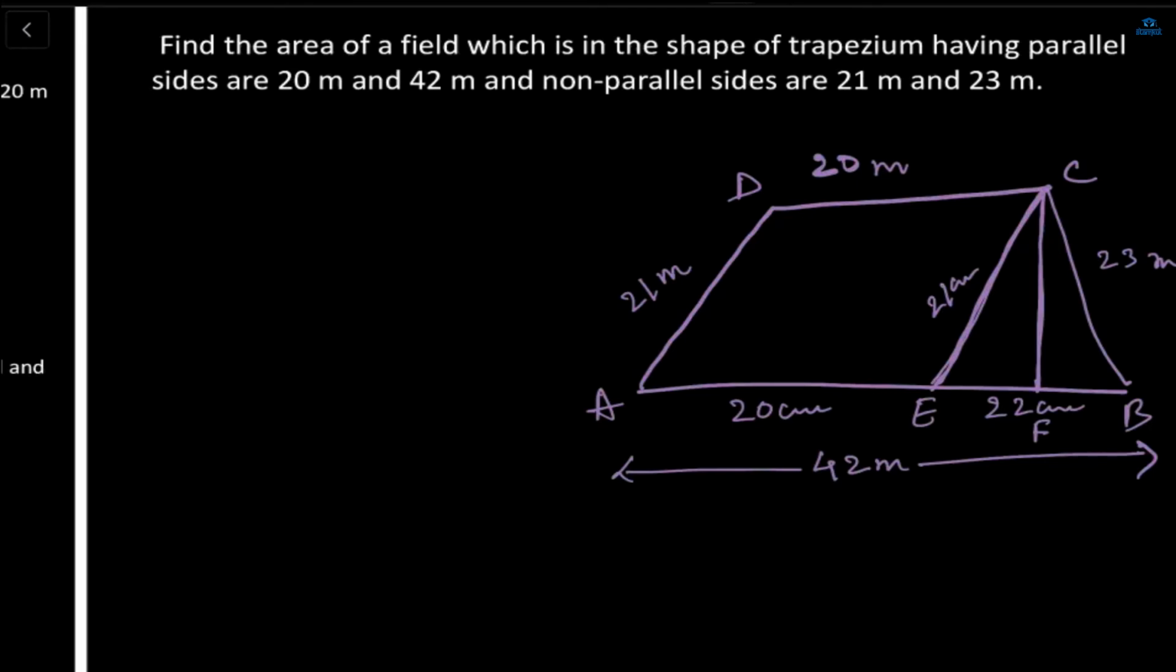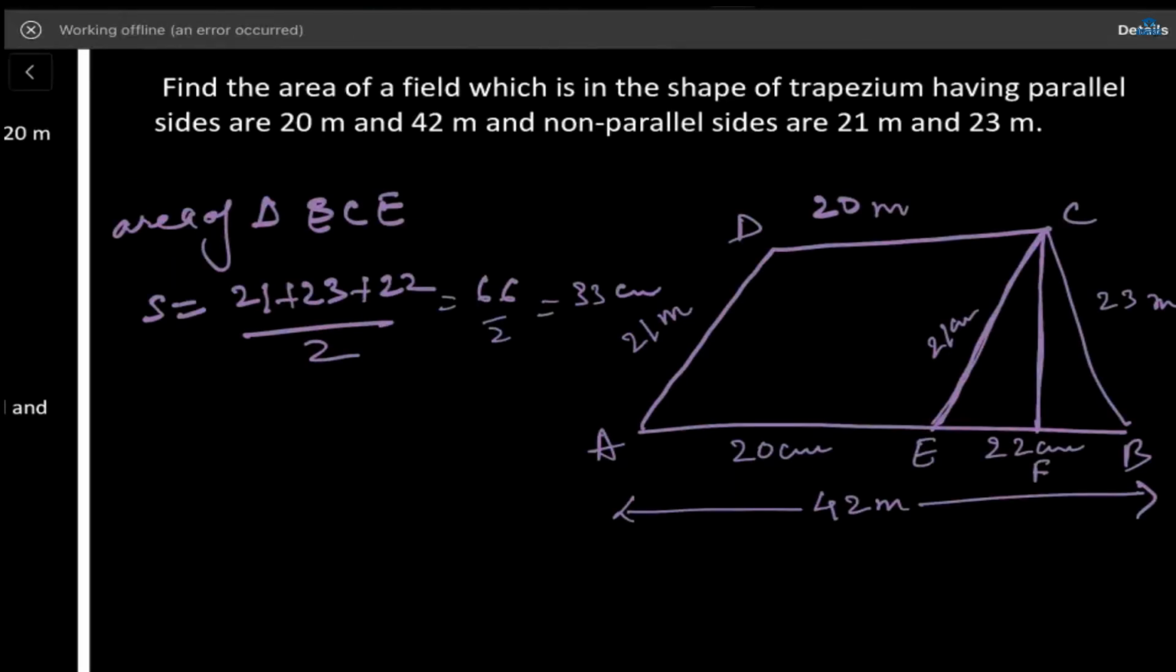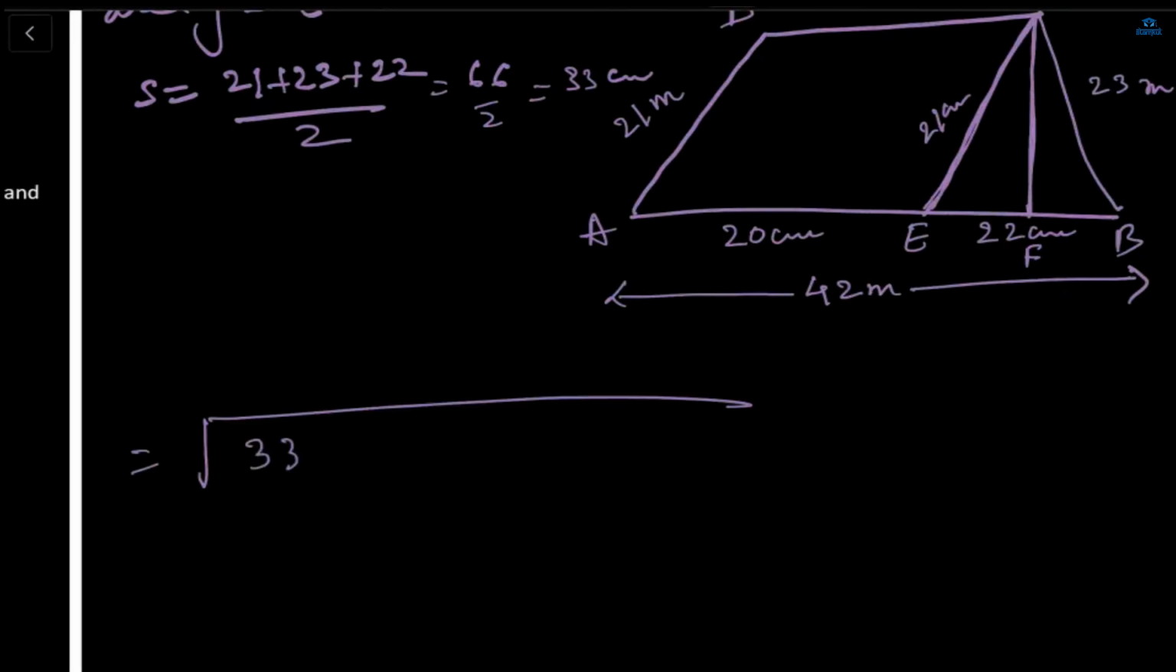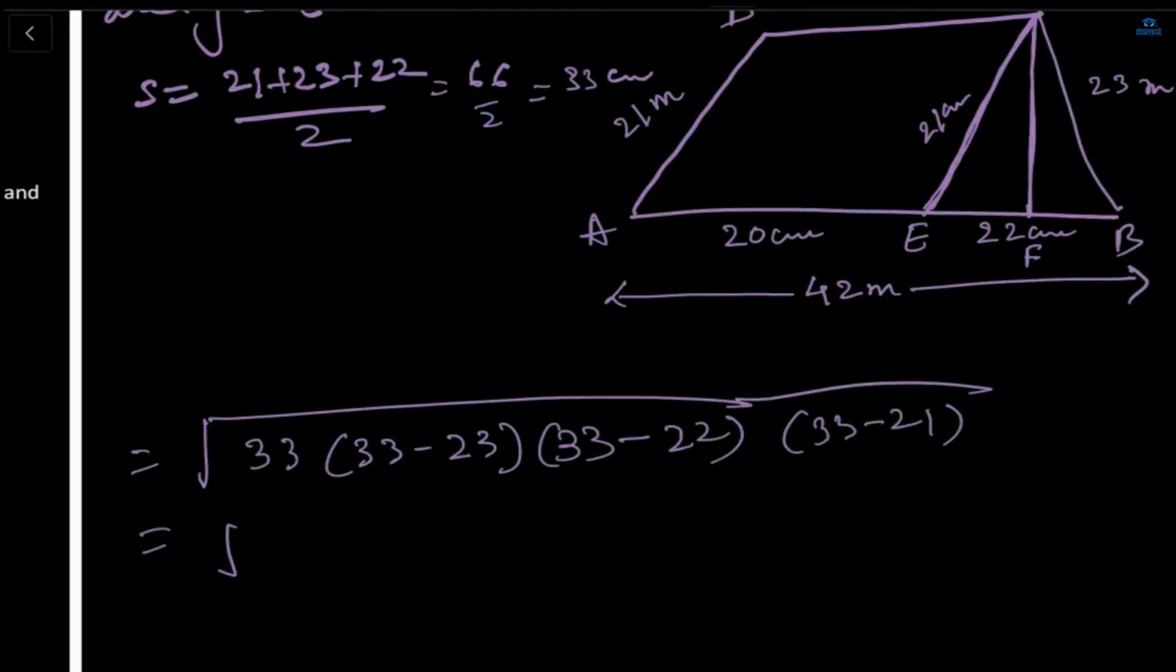So, area of this triangle BCE will be what? For that, we have to find the S value. It will be 21 plus 23 plus 22, which is 66, divided by 2, which will be 33 centimeters. Now we need to find the area. So area from Heron's formula will be root of 33 into 33 minus 23, 33 minus 22, and 33 minus 21. So it will be 33 minus 10.